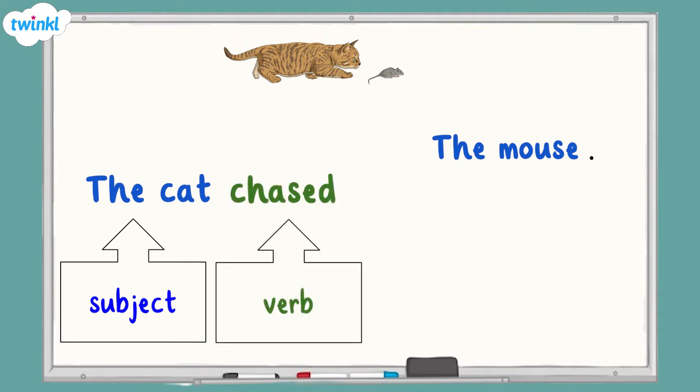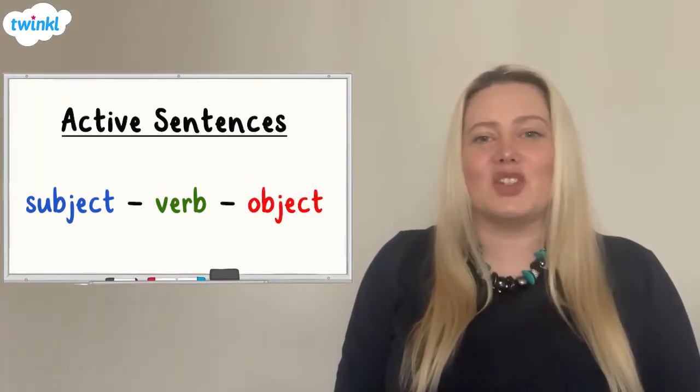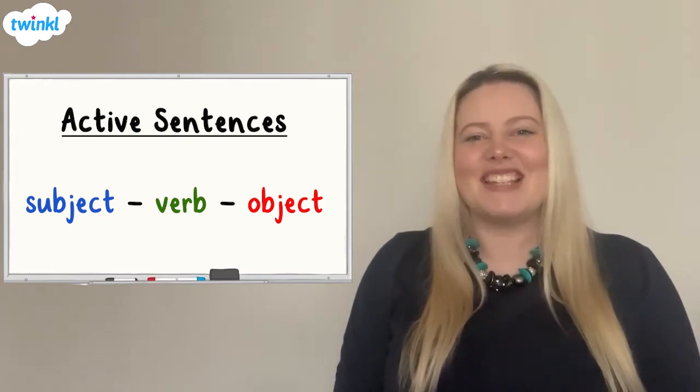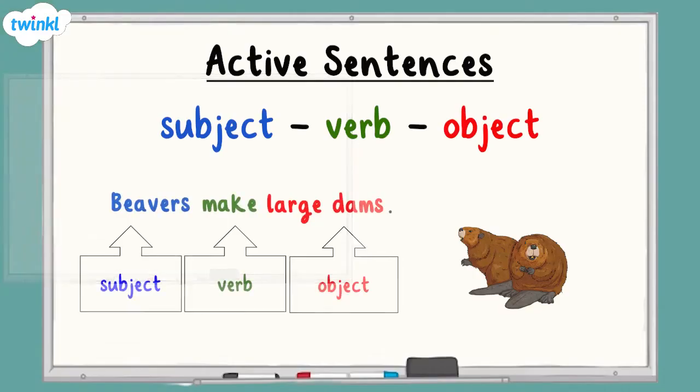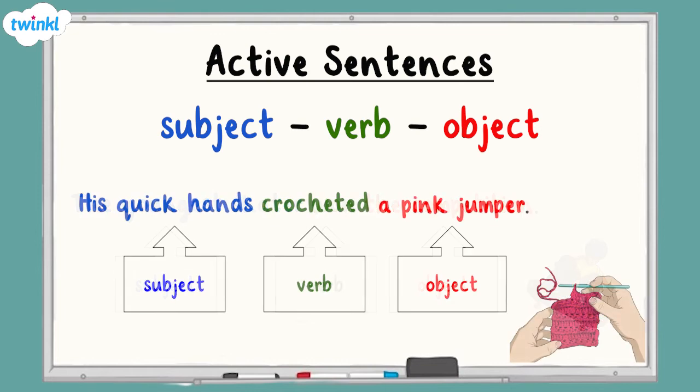Using the active voice, this sentence becomes the cat chased the mouse. Active sentences usually follow the pattern of subject, verb, object. Let's take a look at some examples. Beavers make large dams. The youngest skater won the competition. His quick hands crocheted a pink jumper. Top tip: in an active sentence, the subject will be doing the action.